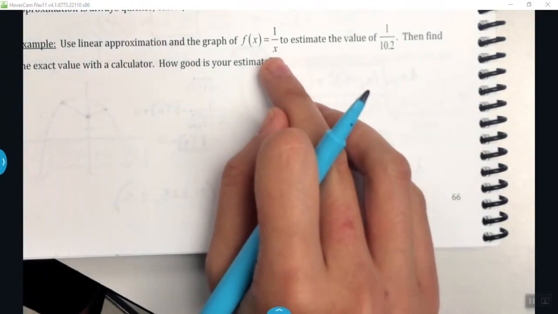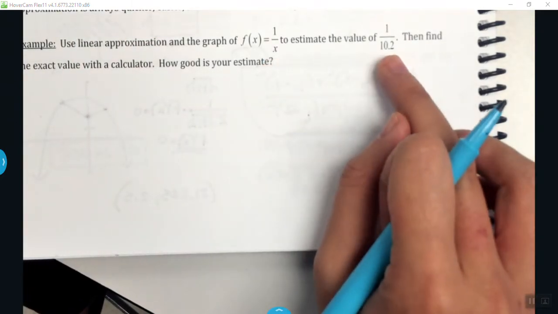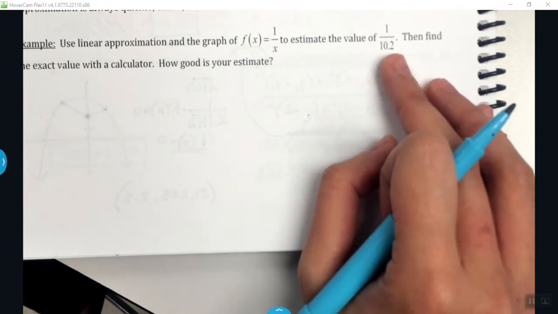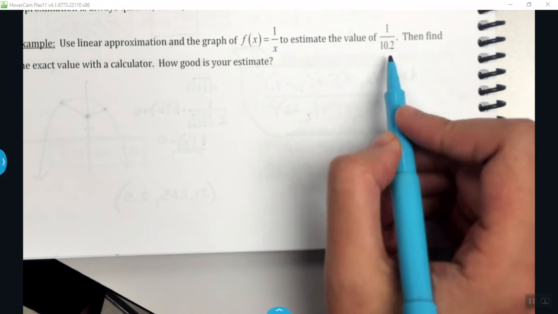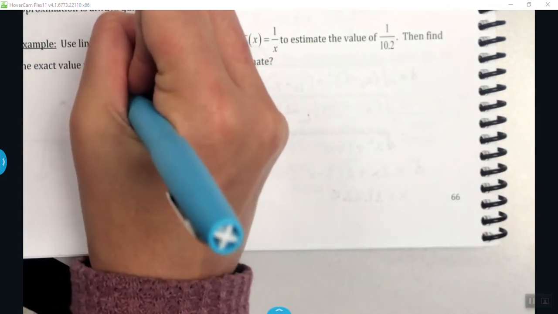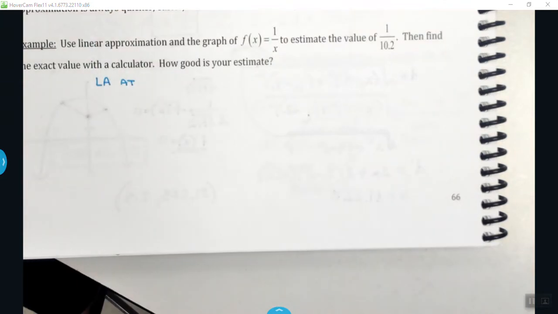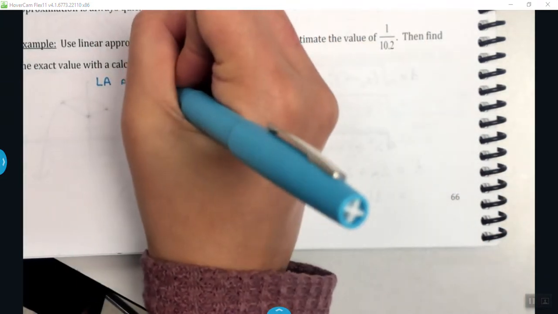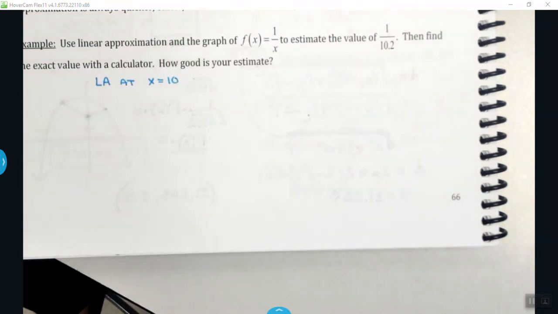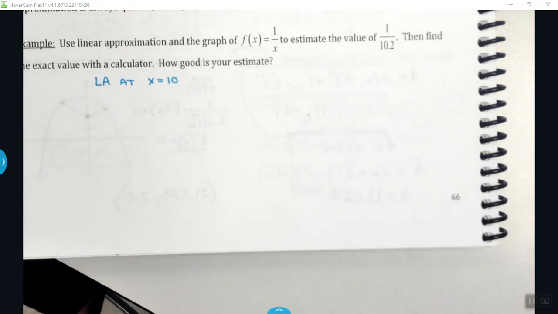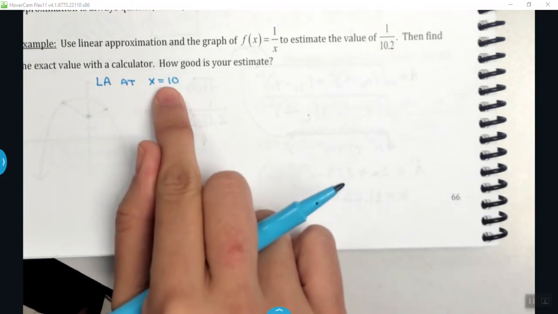Okay, so what we're going to do, we're going to do some really easy versions of this. So we have this function 1 over x, and we're going to use it to estimate the value of 1 over 10.2. If I want to estimate that, I'm going to make a linear approximation at what value, do you think? Let's make it at 10, x equals 10. So we'll make a linear approximation at x equals 10 so that when I approximate 10.2, it's not that far off from where my tangent line is.